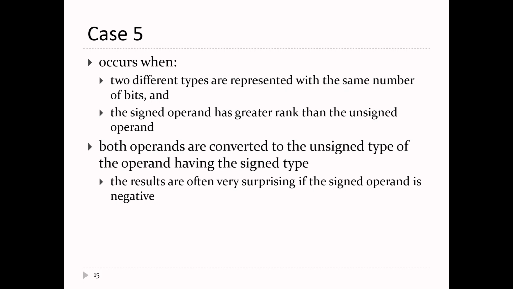And case 5 is your catch-all case. That occurs when two different types are represented with the same number of bits, and the signed operand has greater rank than the unsigned operand, which is unusual. So what happens here is both operands are converted to the unsigned type of the operand having the signed type. And this one's also weird.